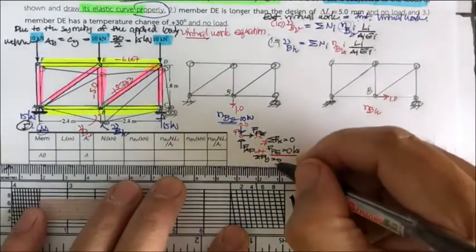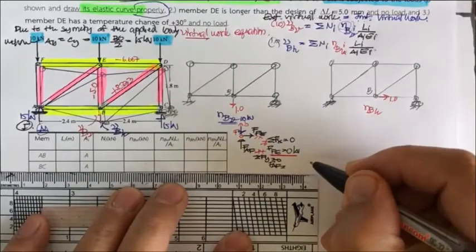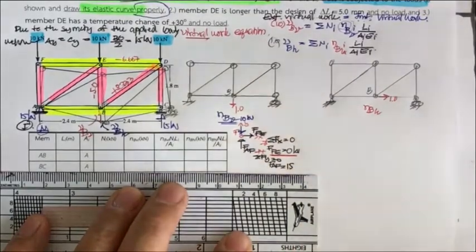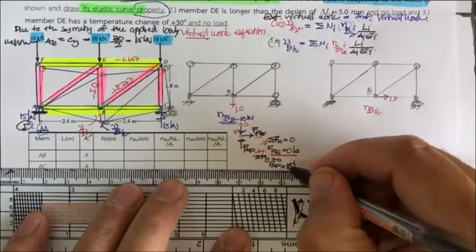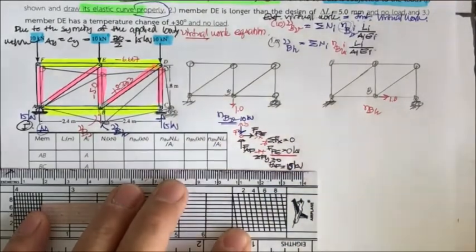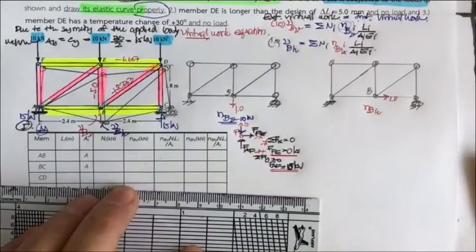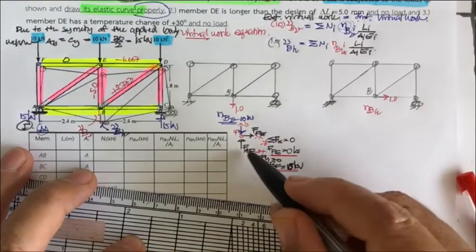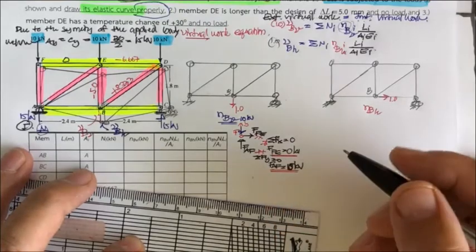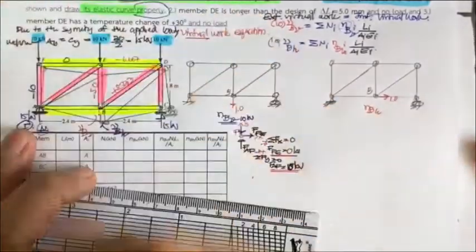So F sub AF is going to be what? It's going to be 15 this time. And then, no, sorry, it's 10, 10 kilonewton, and then we have this. Okay, so next we have this 0 kilonewton, and AF is like this. So this one is going to be in compression. So this one is going to be minus 10.